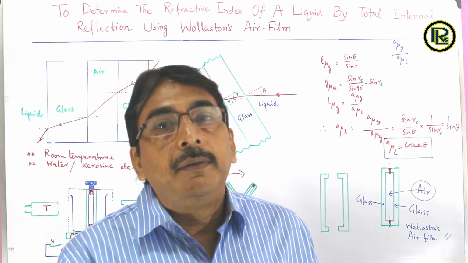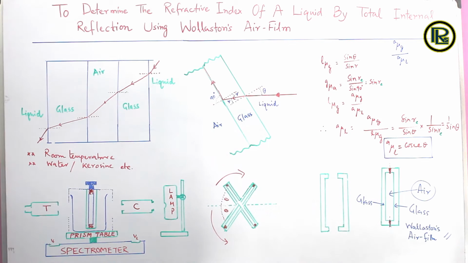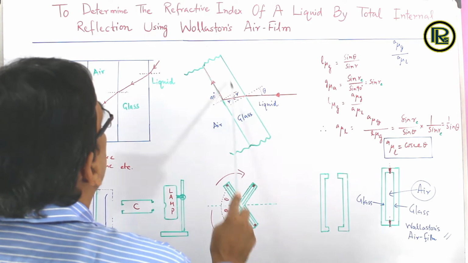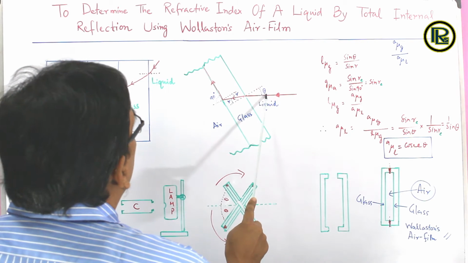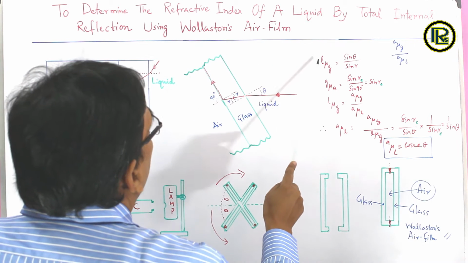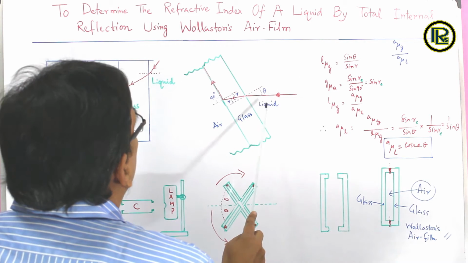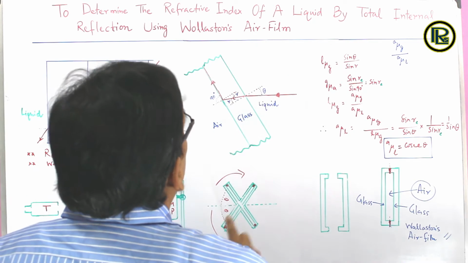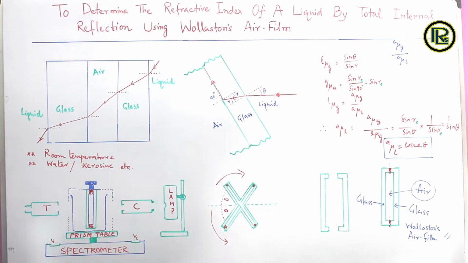Now I am going to derive the working formula of this experiment. At this point, this is the interface of liquid and glass. The angle of incidence is theta and the angle of refraction is R. Therefore, L mu G, the refractive index of glass with respect to liquid, is sin theta upon sin R according to Snell's law.